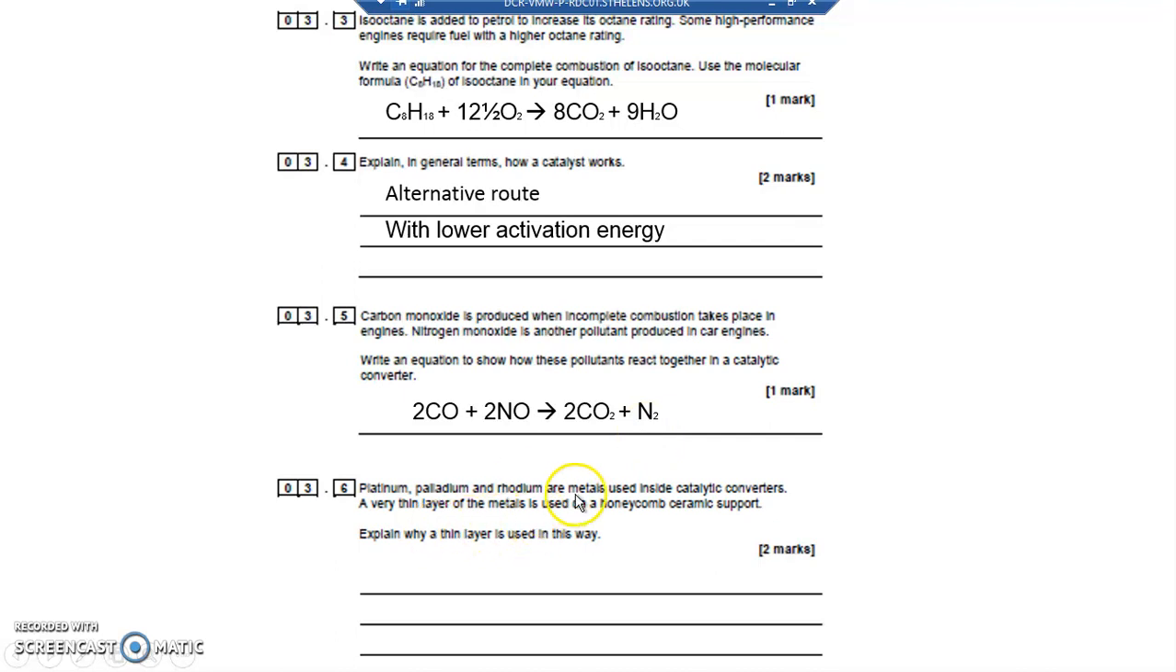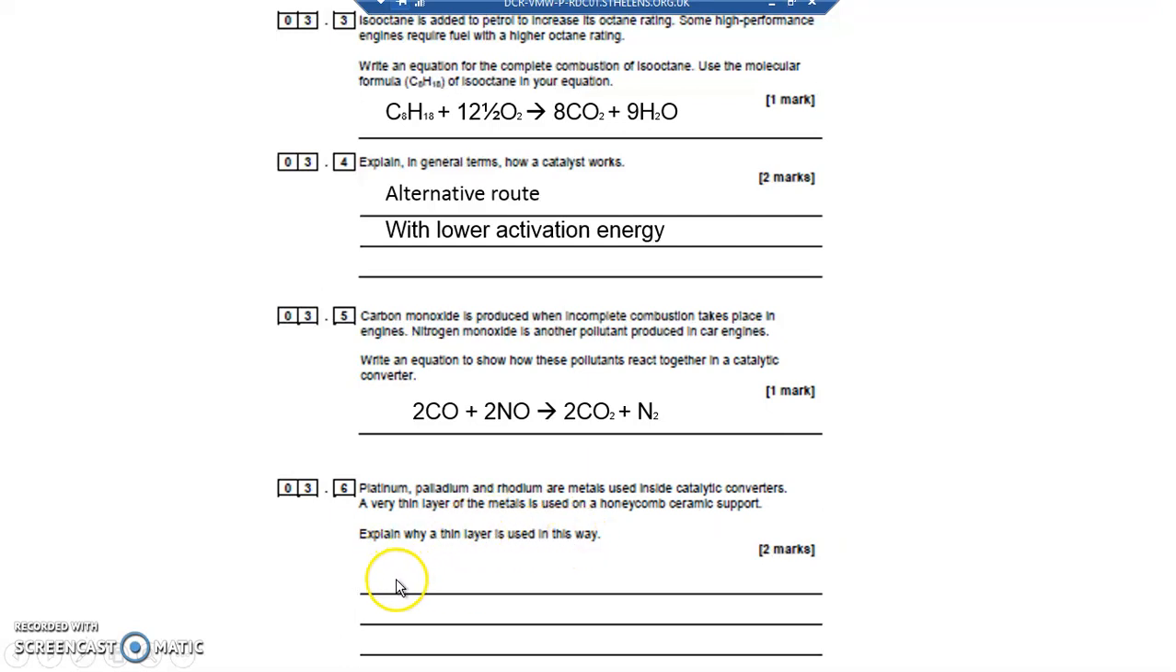Platinum, palladium and rhodium are metals used inside catalytic converters. These are very expensive. Platinum is used to make some of the most expensive jewellery in the world. A very thin layer of these metals is used on a honeycomb ceramic support. So there's some kind of ceramic honeycomb middle, and then the expensive metals are used as catalysts on the outside. Explain why a thin layer is used this way.